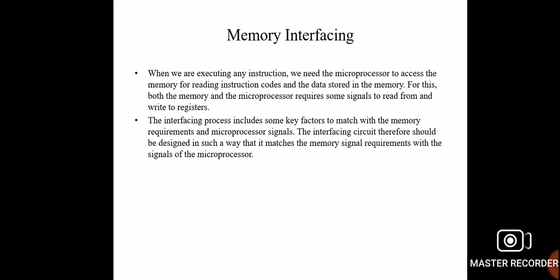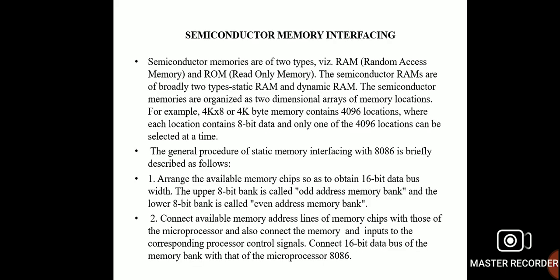Now we see semiconductor memory interfacing. Semiconductor memories are of two types: RAM and ROM. The semiconductor memories are arranged as two-dimensional arrays of memory locations. For example, a 1 kilobyte into 8 memory chip contains 1024 locations, and each of them is a 1-byte word. Therefore, 1024 bytes of information can be stored in a single chip.